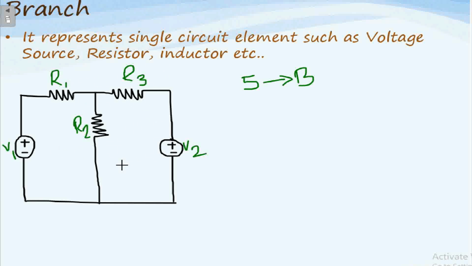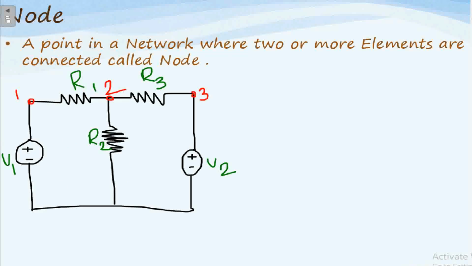Here we have taken one circuit which is having totally 5 elements. The 5 elements include active elements and passive elements. Among these 5 elements, 3 are passive elements and 2 are active elements. V1, V2 are active elements, R1, R2, R3 are the passive elements. So this circuit includes totally 5 elements. We can say that the number of branches is 5.